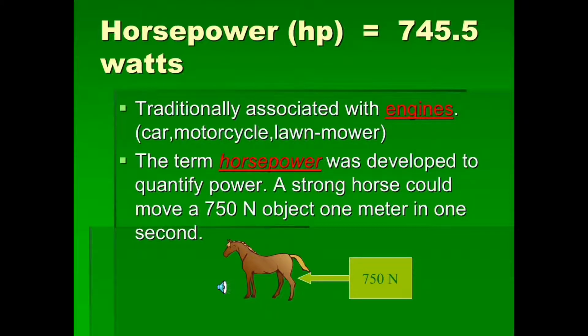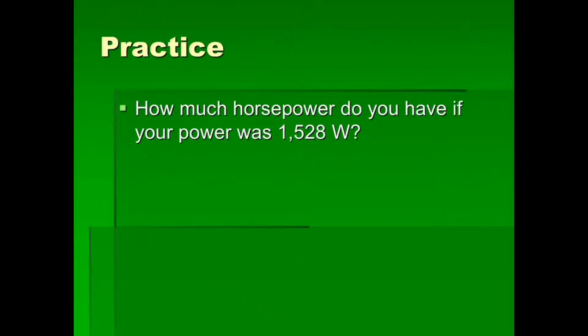So when we talk about horsepower, we're also talking about the fact that 1 horsepower is equal to 745.5 watts. So if 1 horse was doing work, they were able to do 745.5 watts of power. So let's try to do this.